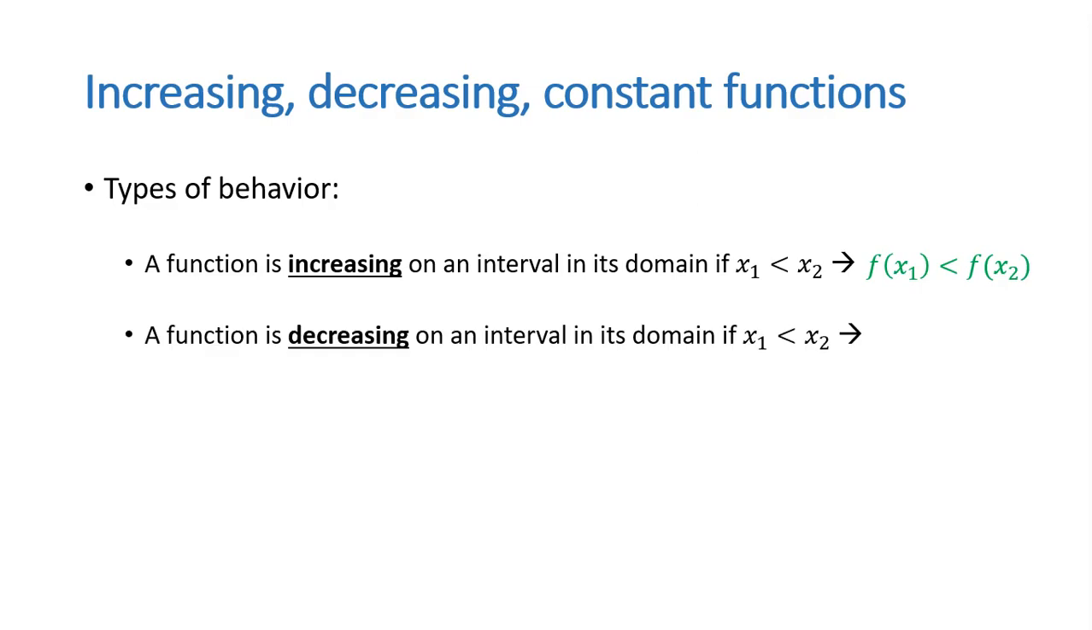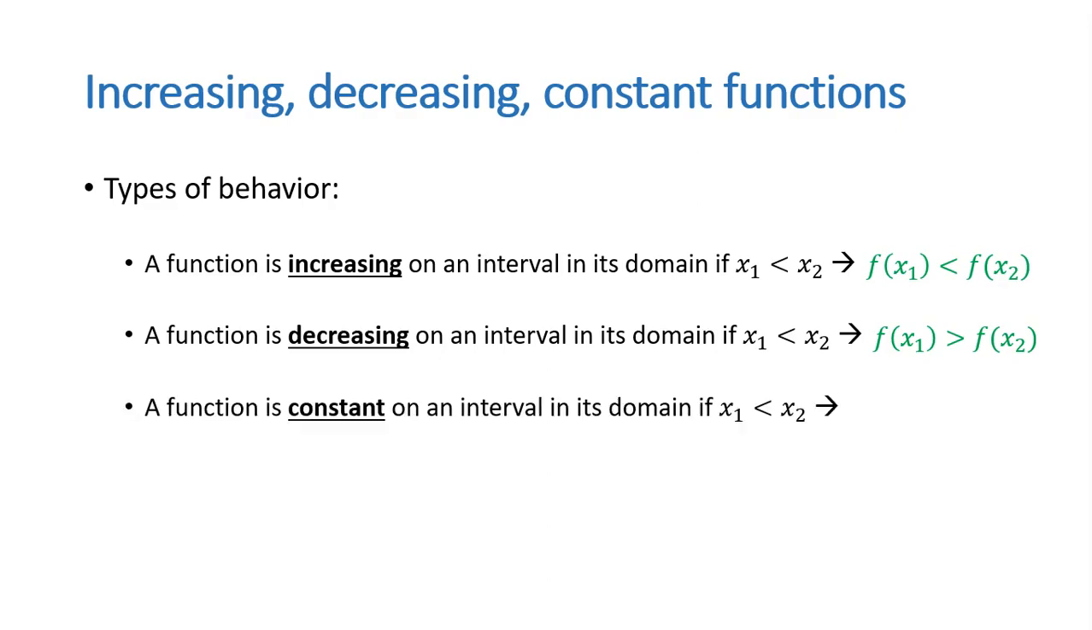Another possibility is that we're decreasing on an interval. So as we're going left to right from smaller x values to larger x values, now our outputs are getting smaller. So going from left to right, our output is going from a higher value to a lower value. This looks like a slope downward. And then finally, we could possibly have a situation where we're constant on an interval in the domain. So as our x's are going left to right, our function values are not changing. This looks like a flat horizontal line, in other words, a slope of 0.